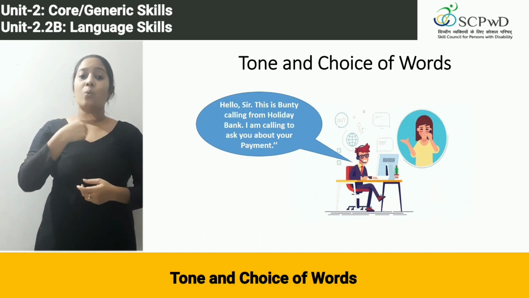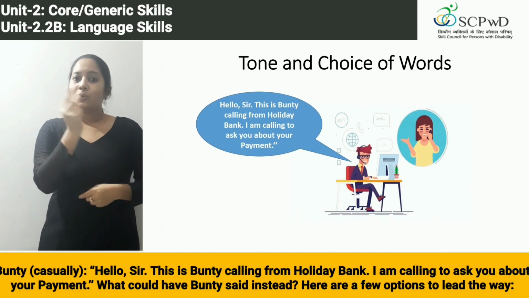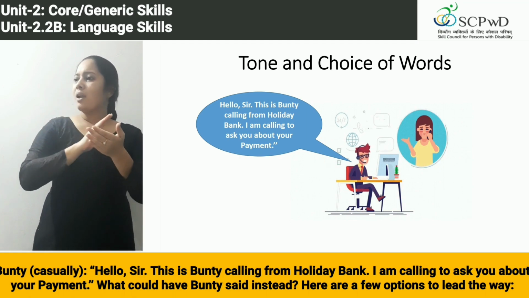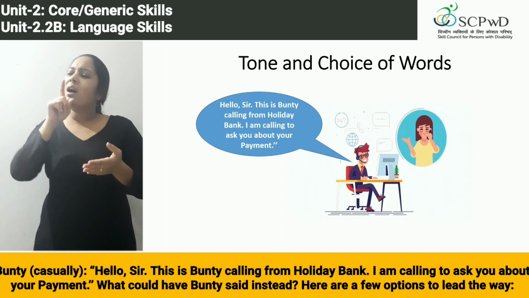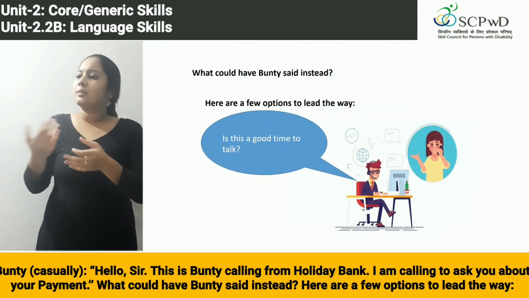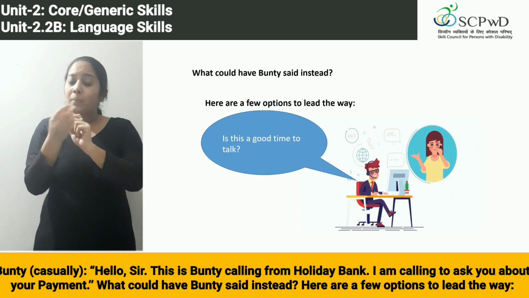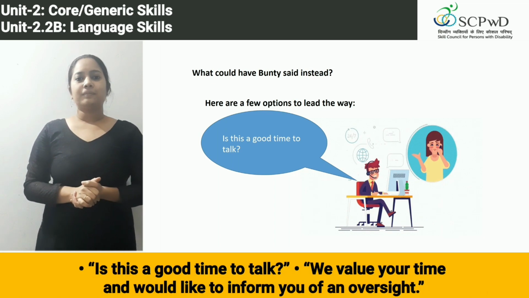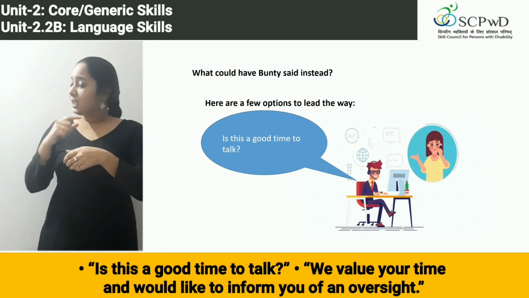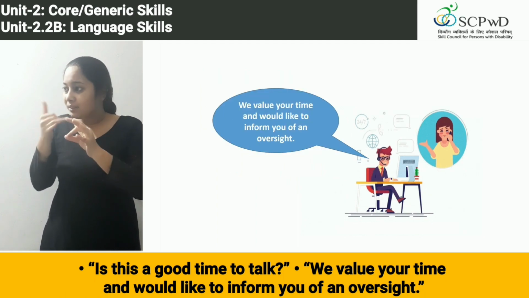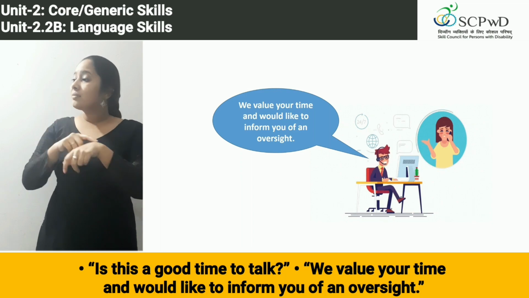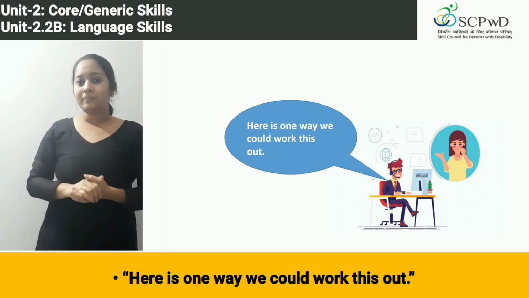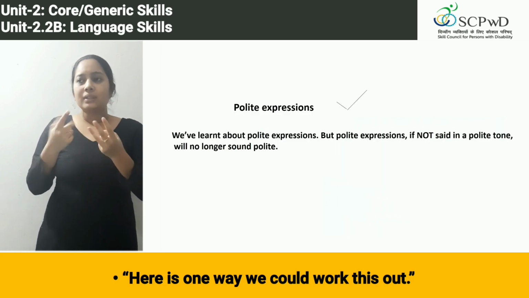Tone and choice of words. Bunty, casually: Hello sir, this is Bunty calling from Holiday Bank. I am calling you to ask you about your payment. What could Bunty have said instead? Here are a few options to lead the way. Is this a good time to talk? Or, we value your time and would like to inform you of an oversight. Here is one way we could work this out.